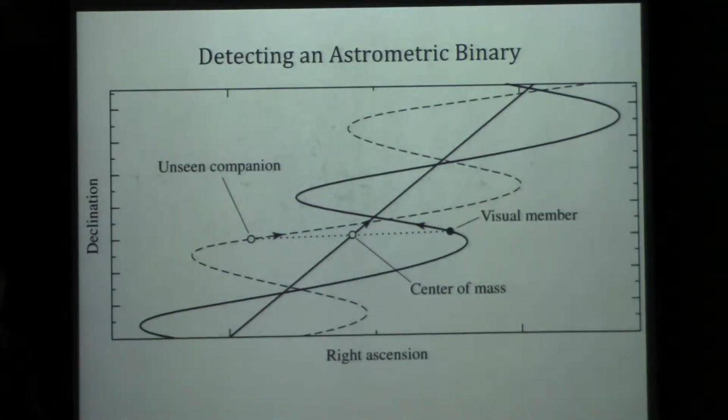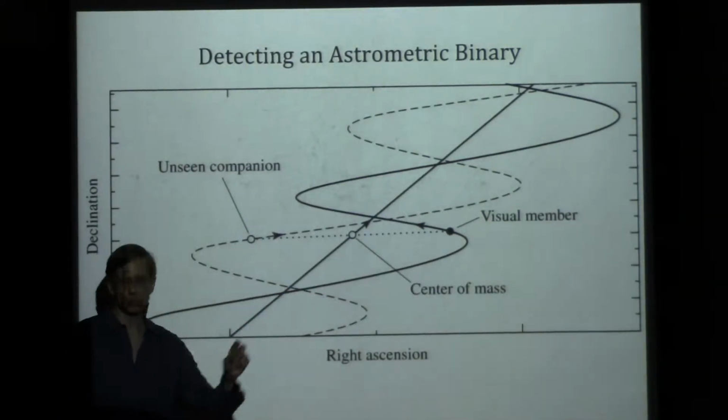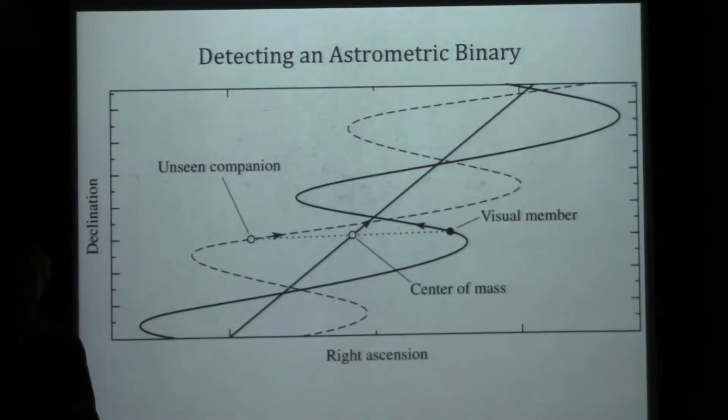Here is a figure from the text which shows the idea of an astrometric binary. The visual member wobbles across the sky, and the unseen companion must also do the same thing, but we don't see it. Center of mass is always on the line joining between them. So why isn't the path of the visual member simply an ellipse? What's going on there?